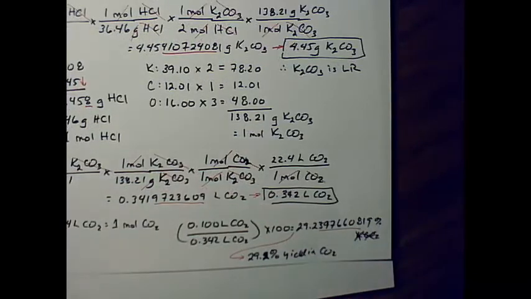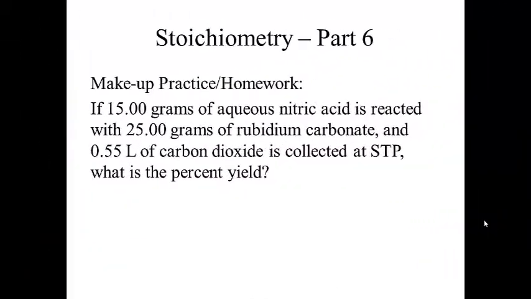Okay. All right. If you didn't do as well as you would like on that last problem, here's a makeup problem. If 15.00 grams of aqueous nitric acid is reacted with 25.00 grams of rubidium carbonate and 0.55 liters of carbon dioxide is collected at STP, what is the percent yield?